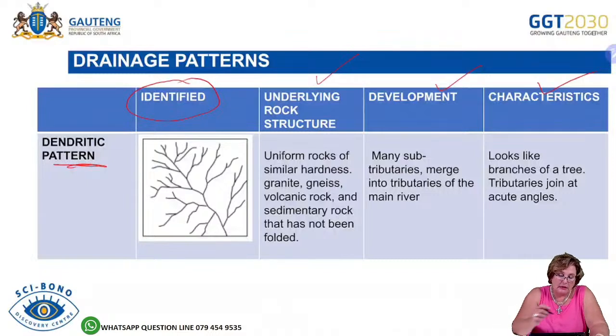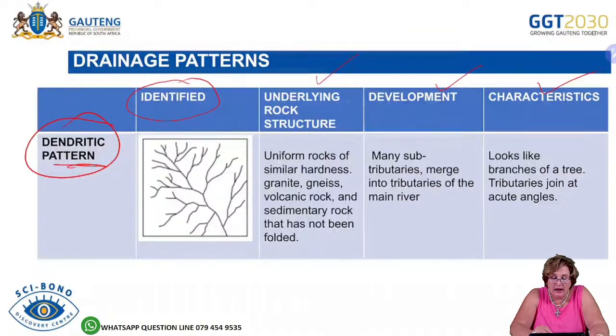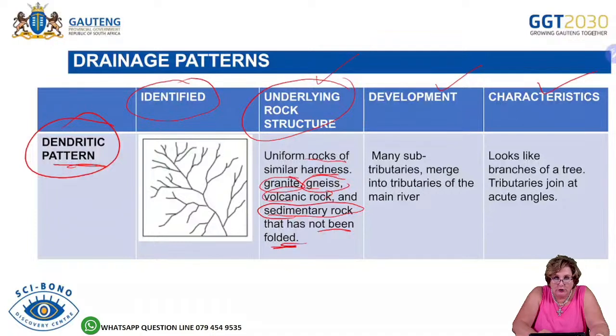So the first one is the dendritic pattern. Underlying rock structure: uniform rocks of similar hardness like granite, gneiss, volcanic rock, and sedimentary rock. But it has not been folded, so it's just flat rock. It has uniform rocks of similar hardness. That means everywhere it will erode the same, with equal resistance to erosion.